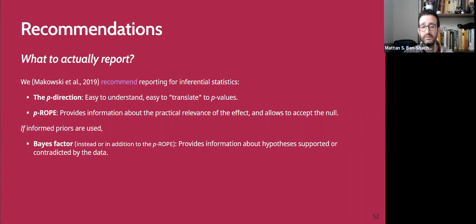And if informed priors were used, we also recommend reporting a Bayes factor, either instead or in addition to the probability of rope, which provides information about hypotheses and how they are supported or contradicted by the data.